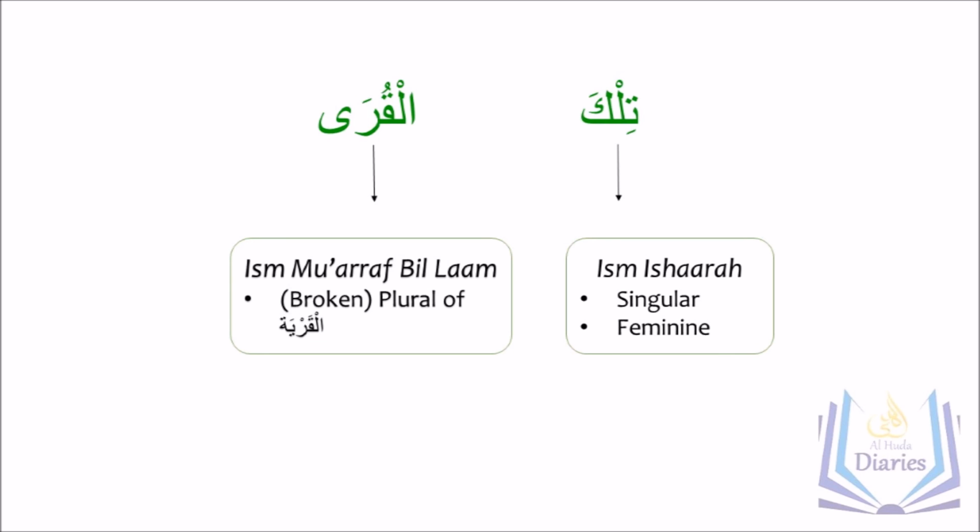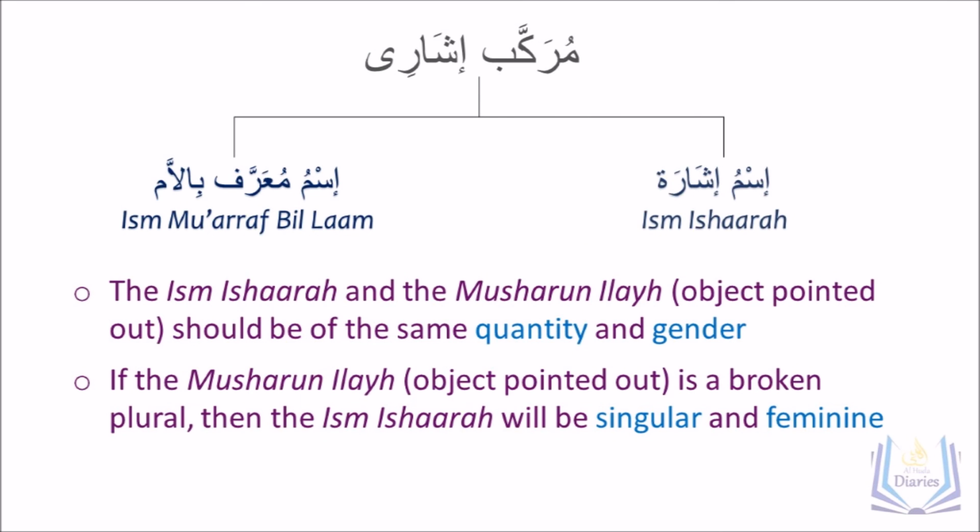To summarize what we have learned in this video, first, we learned that Murakkab Ishaariy is made up of an ism ishara followed by a word with an al, that is the mu'arraf bil lam. Second, both the ism ishara and the word pointed out should have the same quantity and gender. Third, if the word pointed out is a broken plural, then it gets a singular and feminine ism ishara.